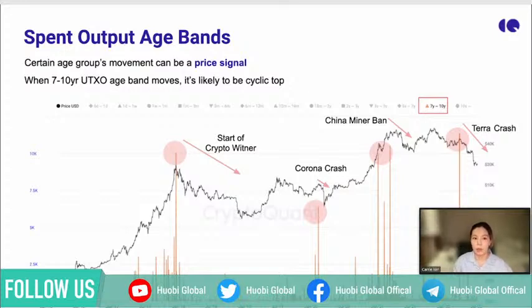And this cohort actually gives us price signals. If you look over here, when the crypto winter started in 2018, when the Corona crash happened, when the China miner ban happened, when the Terra crash happened, all before that, on the top, we can see that 7 to 10-year-old coins moved. It's amazing. They moved before the drop happened. So when you see these kind of old and wise coins moving, when you see the spike, even if you think it's going to rise, maybe you should be ready for a drop. So that's how you use this.